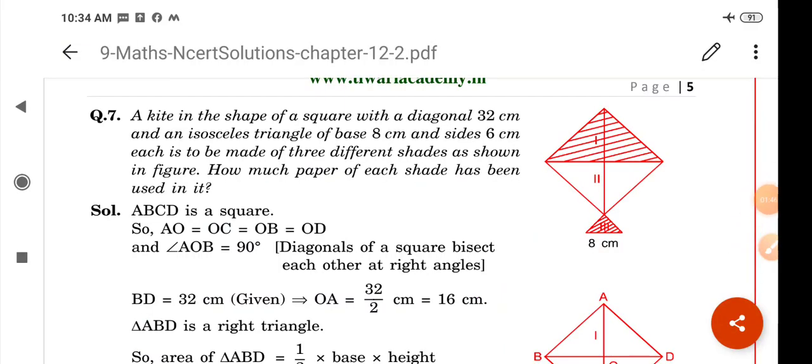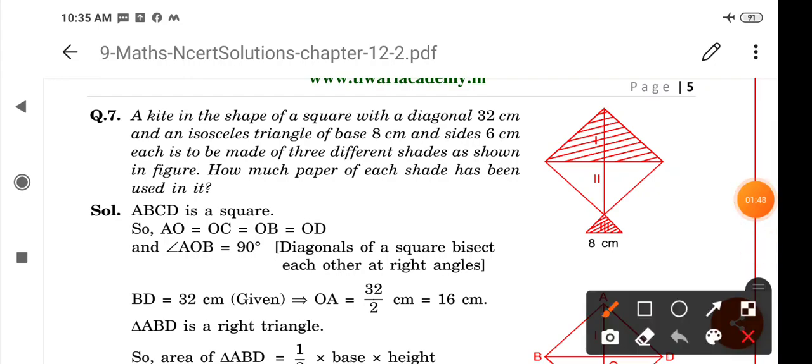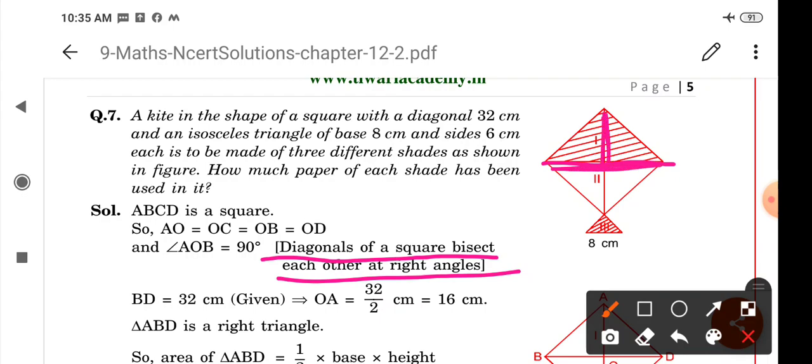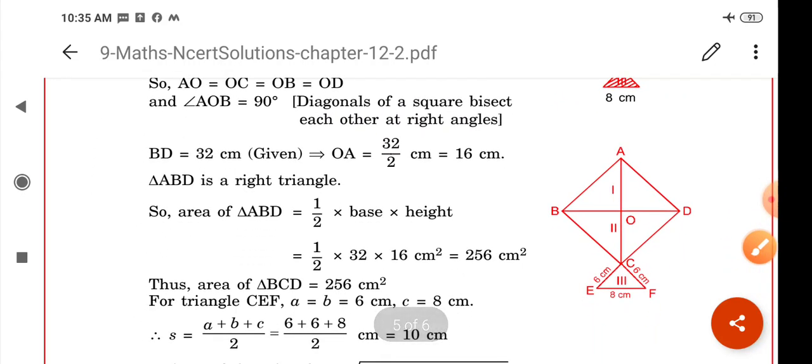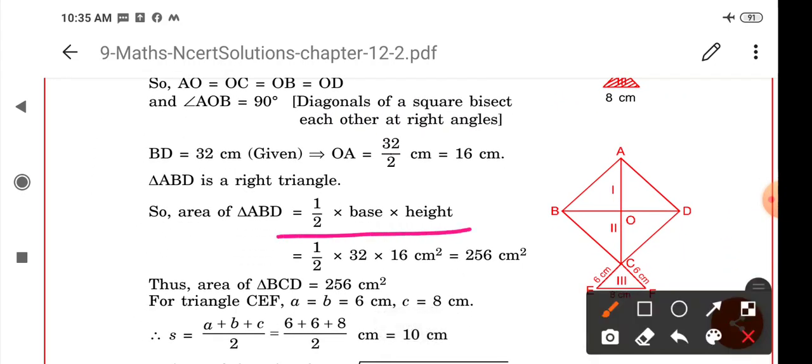As I told you in the explanation of the question, ABCD is a square, and the diagonals bisect each other at 90 degrees, this diagonal and this diagonal. They have also written that the diagonals of the square bisect each other at 90 degrees. So the base of the first triangle will be 32 and the height will be 16, half of 32. For the area of the first triangle, we directly apply half base into height. Base is 32 and height is 16 centimeters. Therefore, the area of the first triangle will be 256.